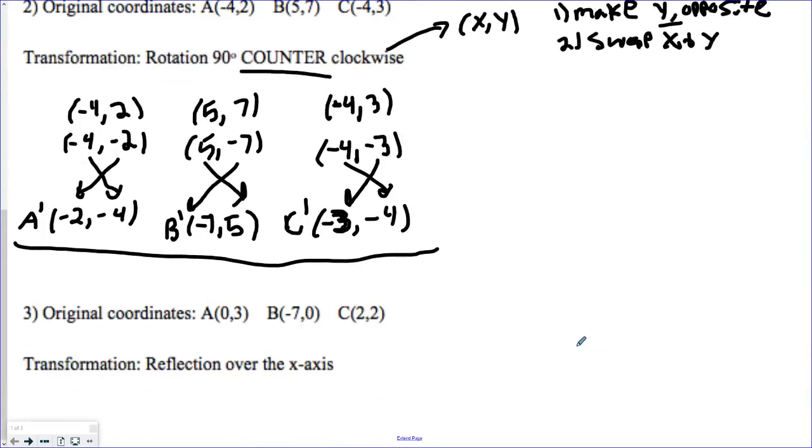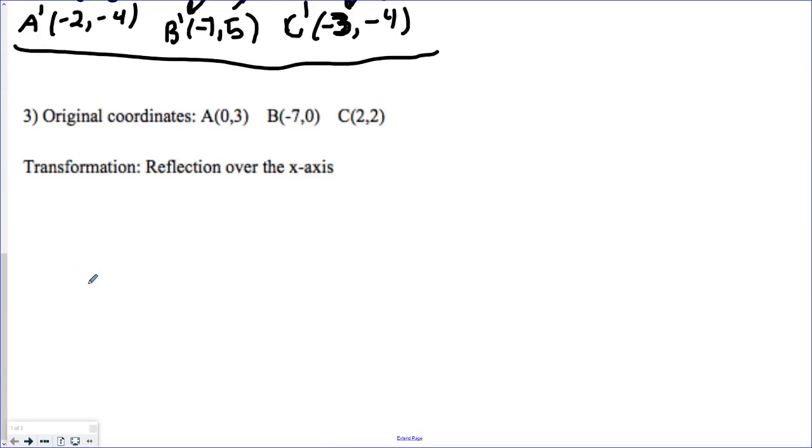A reflection is a lot simpler. A reflection simply means take the opposite coordinate and make it negative. So reflecting over the x means make y opposite. Or if you don't like the word making opposite, you can say take y and multiply it by -1. That's what reflecting over the x means, is take the y and multiply it by -1.